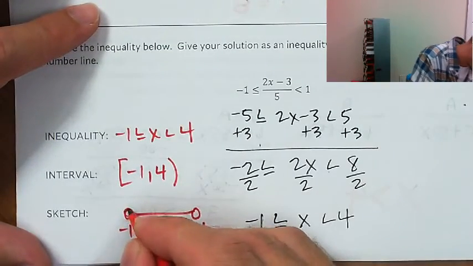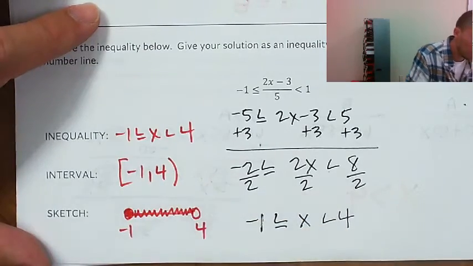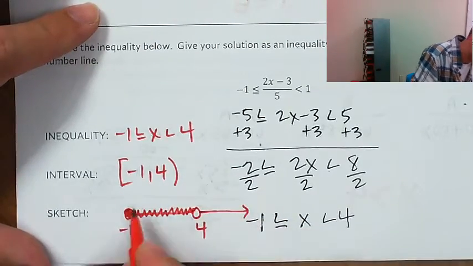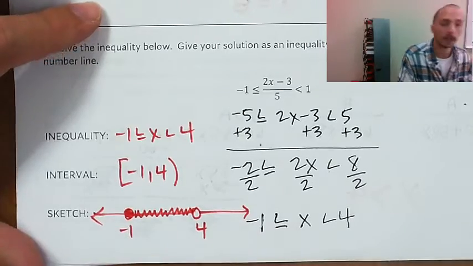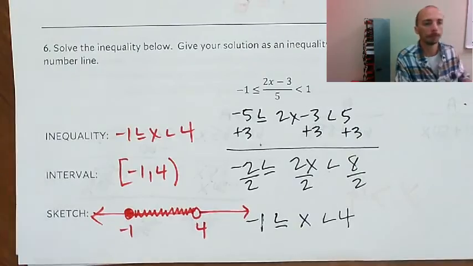We are going to include negative 1, so we'll fill that circle in. We're not including 4. We're talking about the x values between those numbers, and then we indicate that this is part of a larger environment where there are other numbers outside there that we're not including.